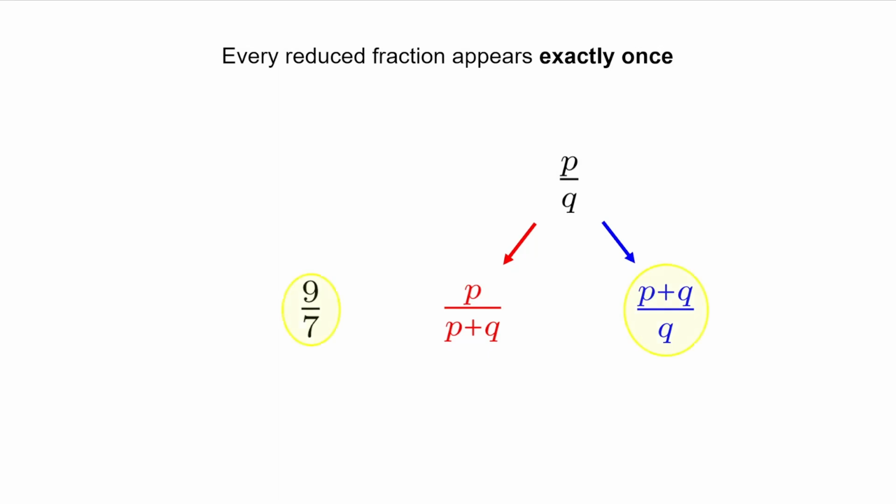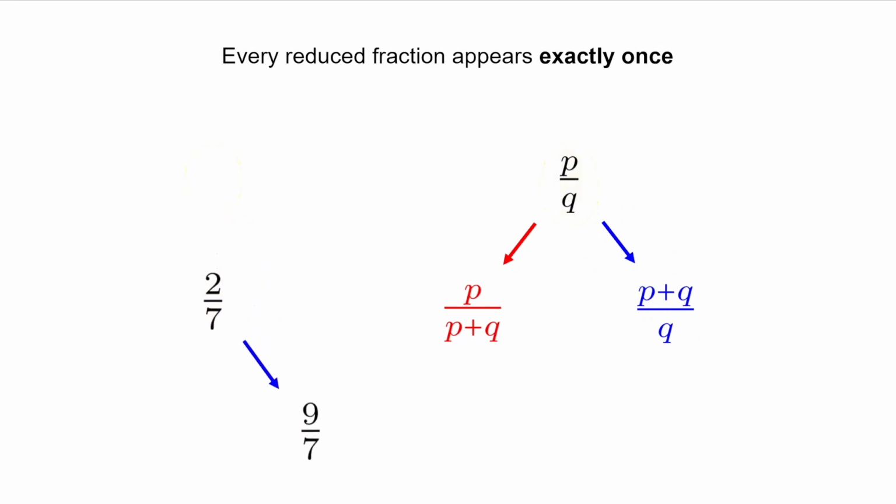Next, we will show that every reduced fraction appears exactly once in the tree. Consider as an example the fraction 9/7. If 9/7 appears in the tree, then it may be a left child or a right child. But since 9 is greater than 7, there is no choice. This fraction must be a right child. And we can solve for p and q to find its ancestor.